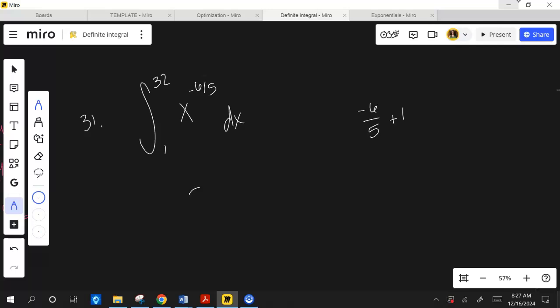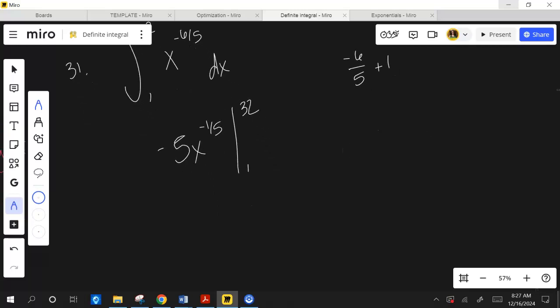Oh, yes. Okay. I didn't believe y'all. Negative 5x to the negative 1/5, evaluated from 1 to 32. I just had to wrap my brain around it a second. I'm a little bit slow on Monday morning.